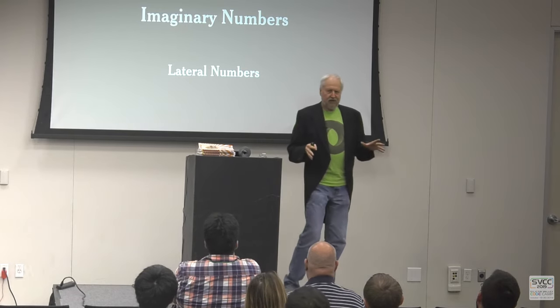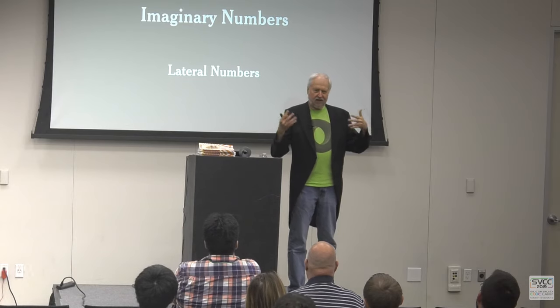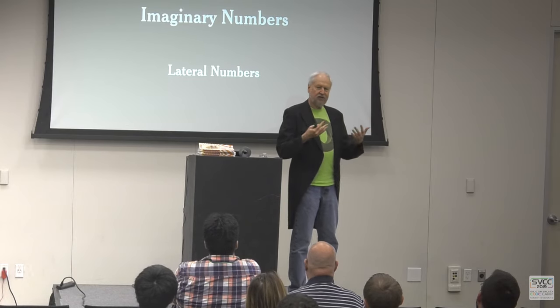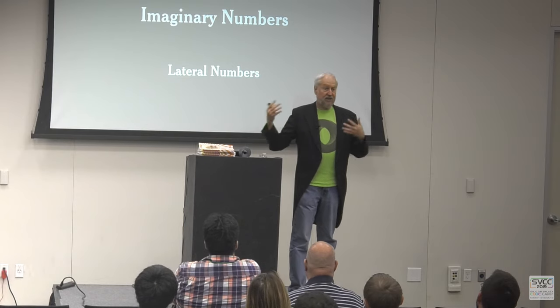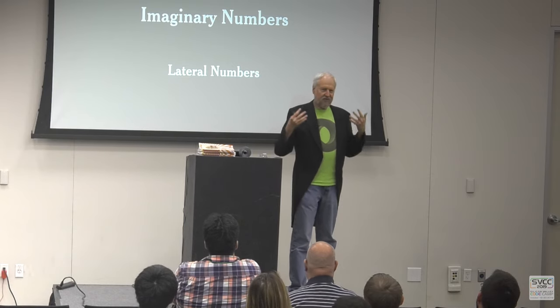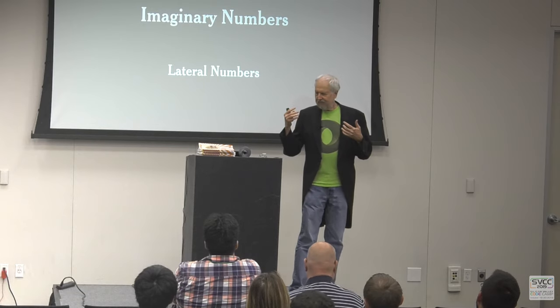So Descartes was a brilliant mathematician. He was the guy who helped us to fuse geometry and algebra together, which was a huge advance. You know, we named the Cartesian plane after him. But he just couldn't figure these things out.